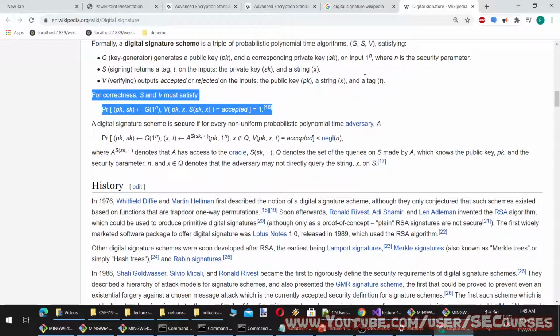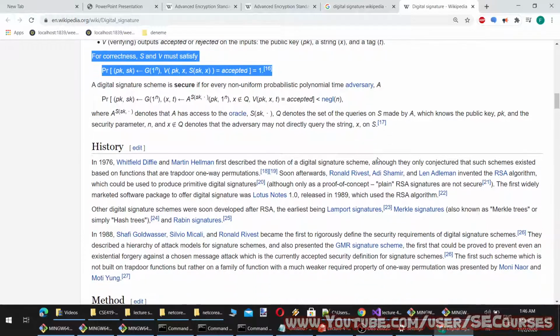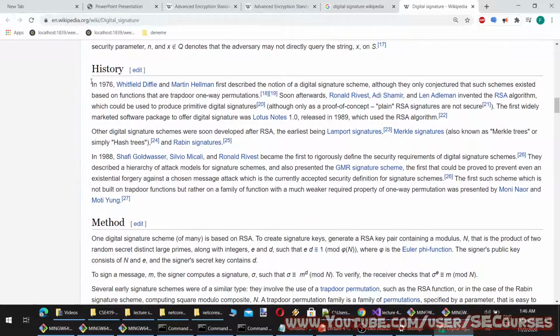For correctness, S and V must satisfy: Pr[(PK, SK) ← G(1^n), V(PK, X, S(SK, X)) = accepted] = 1.